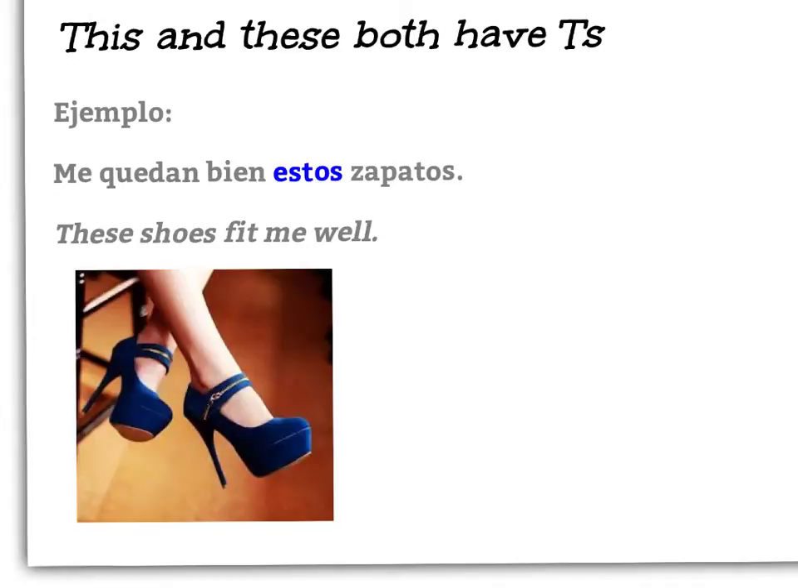Now here's an example using the plural masculine form of this and these both have T's, demonstrative adjective. Me quedan bien estos zapatos. Estos agrees with zapatos because they are plural and masculine. These shoes fit me well.